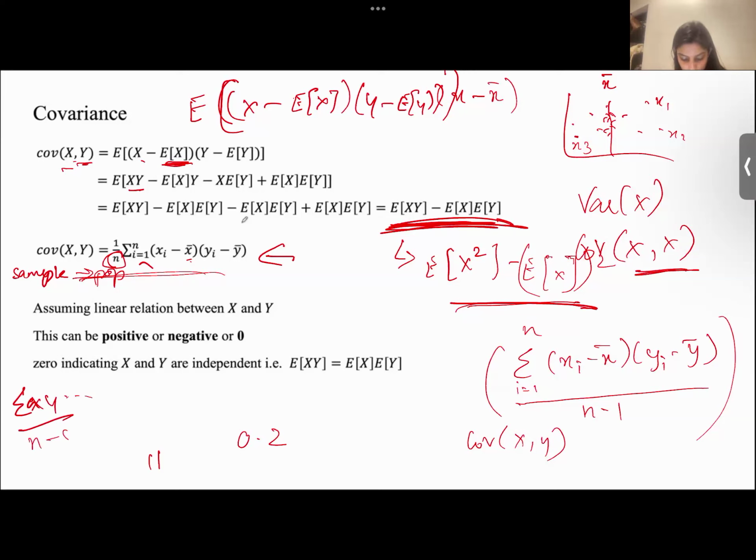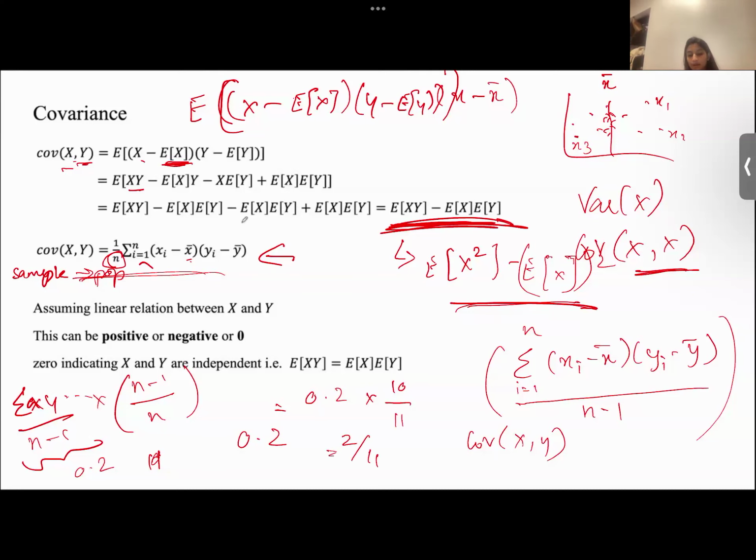You want to write it in terms of n. So you just multiply n minus 1 divided by n. So let's say R gives you this value of 0.2 and your n is 11. So what will you do? You have to do 0.2 times (11 minus 1, which is 10) divided by 11. So your final answer would be 2 divided by 11.